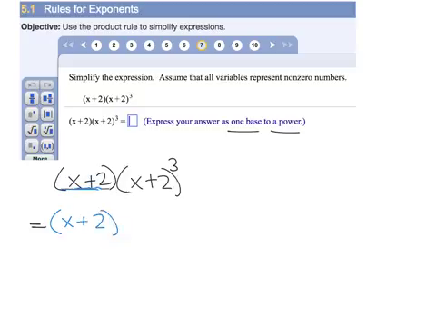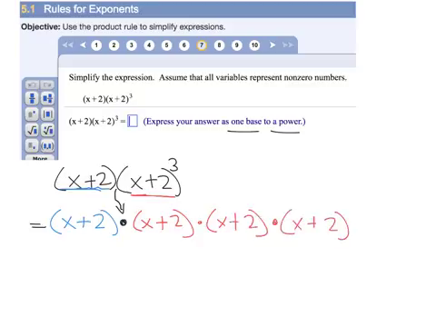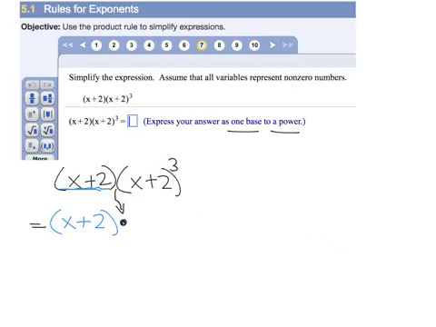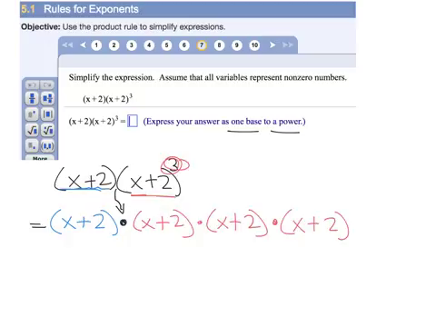And then we've got times, and why is it a times? It's because those two parentheses are next to each other, so that means we're going to multiply. And then we've got this guy, and I want you to think of this as x plus 2 times x plus 2 times x plus 2. Because the exponent was a third to the third power, that, whoa, geez, I lost it. So let's go. There we go.